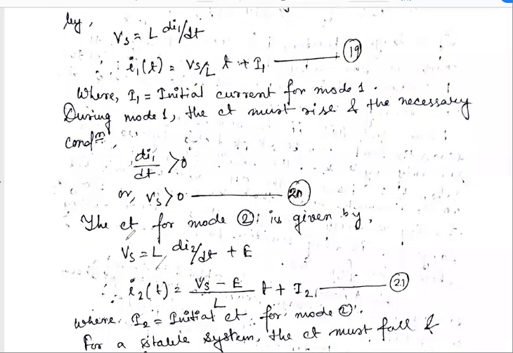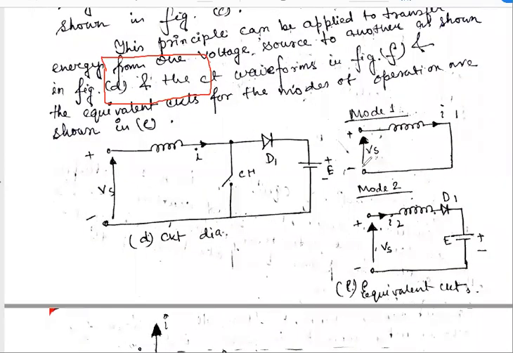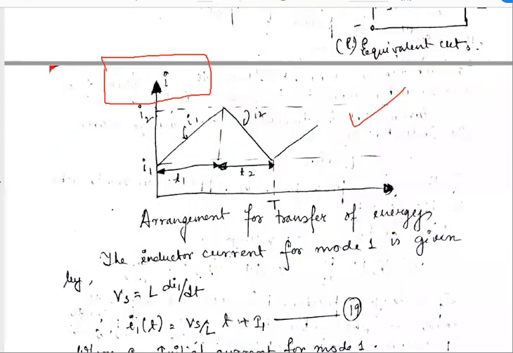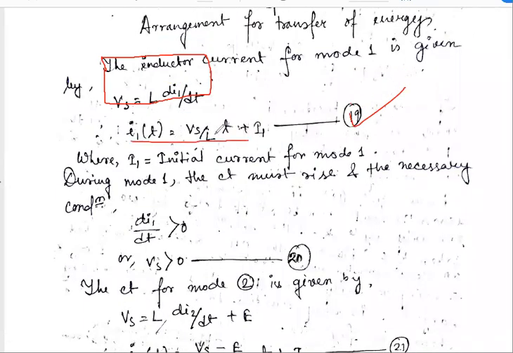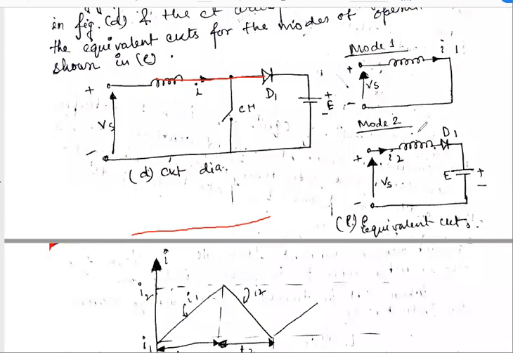So in case of mode 1, the value of Vs is nothing but L di1 dt. From this figure we get the value of I1t. As we know, this is a rising current, so di1 dt must be greater than 0 and Vs must be greater than 0. And in case of mode 2, Vs is nothing but L di2 dt plus capital E.